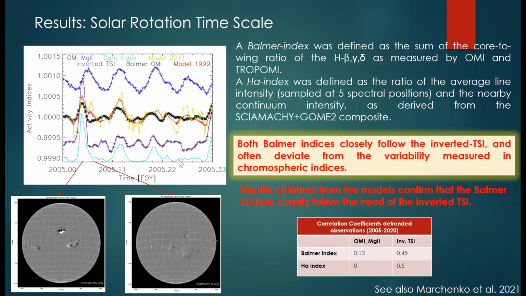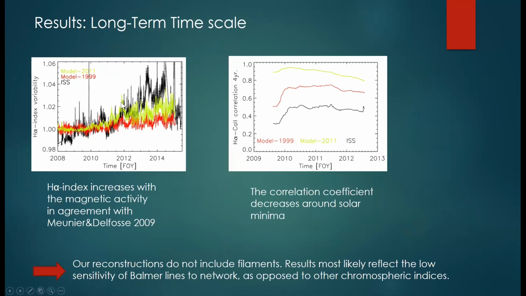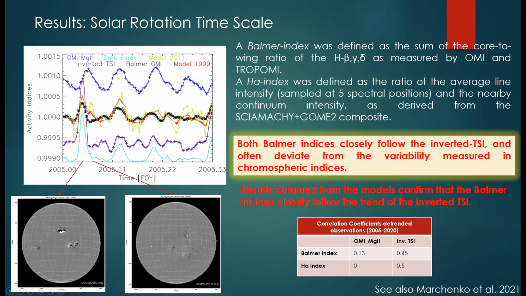I'm showing here the results obtained on a short temporal range, but similar results were obtained when looking at the whole data set that we have available. And we came to the conclusion that these trends suggest that the variability of Balmer lines on rotational scales is mostly induced by sunspots, and that the contribution of faculae and network is much lower. And this is confirmed also by the models, which in this plot are indicated with the green and red lines. So in this respect, Balmer lines seem to behave more as photometric indices rather than chromospheric ones.